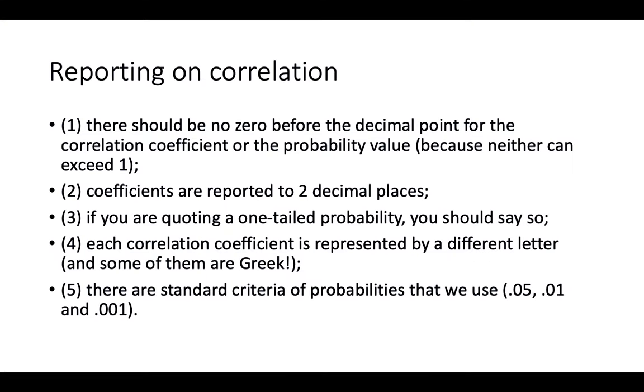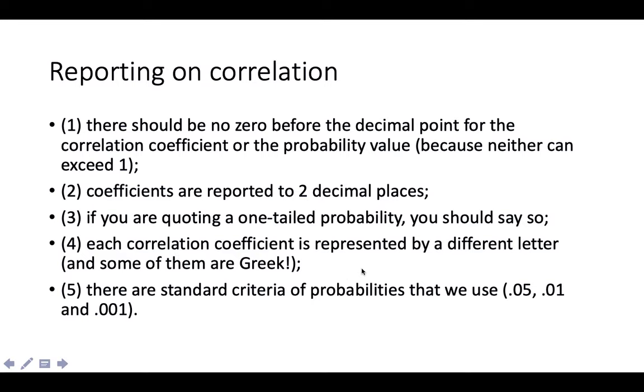And how do you report on correlation? There are 5 rules to keep in mind. There should be no zero before the decimal point for the correlation coefficient or the probability value, so that's why we always say .76 or .441. Coefficients are reported to two decimal places and not more. If you are quoting a one-tailed probability, you should say so. So you always have to say it was a one-tailed or a two-tailed analysis.